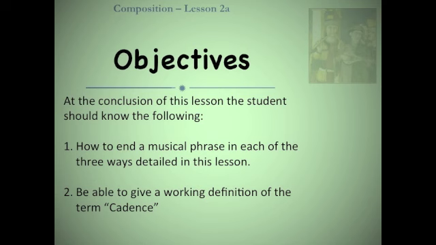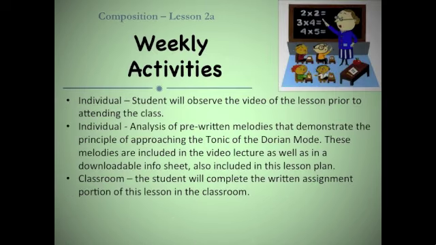There will be 3 activities associated with this lesson. The first individual activity is, as before, the student will observe the video of the lesson prior to attending the class and be familiar with the material in it. The second individual activity will be the student during the week doing a brief analysis of pre-written melodies that are included in a worksheet that demonstrate the principle of approaching the tonic of the Dorian mode.